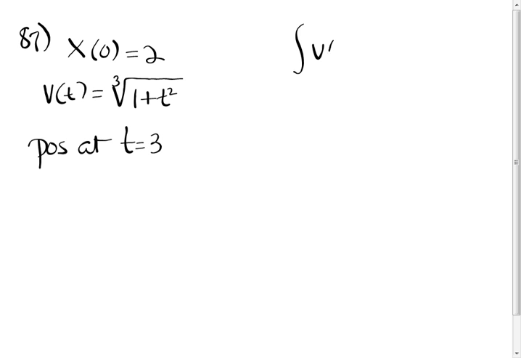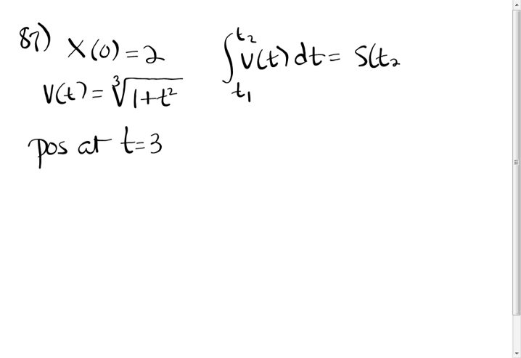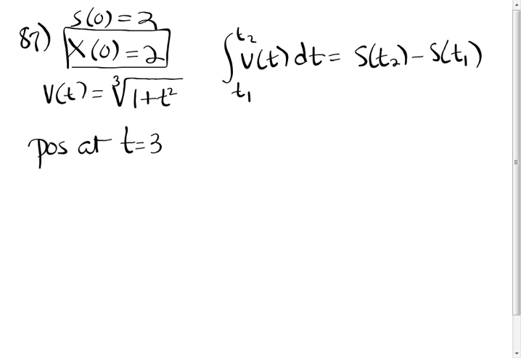You integrate v of t dt from t1 to t2. By the fundamental theorem of calculus, that is the antiderivative of the velocity. You can use s or x, it doesn't really matter. So it's s of t2 minus s of t1. And they gave us one of the points: x of 0, or s of 0, it doesn't matter, equals 2. When they give you one of the ordered pairs and say, find out where it will be later, I know I'm going to use the fundamental theorem of calculus.